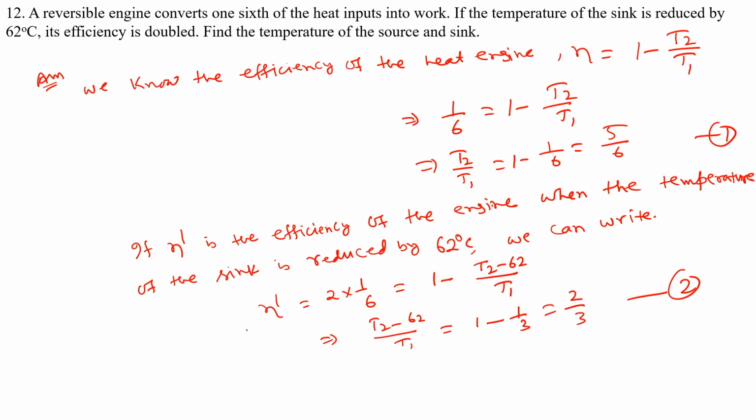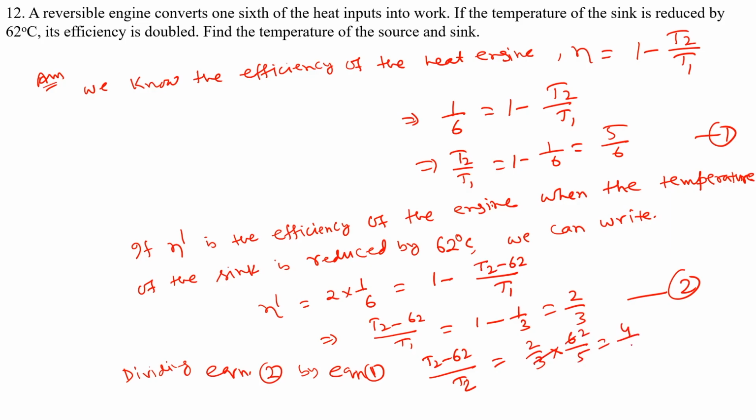So, if we divide equation 2 by equation 1, T1 gets cancelled. So, we get (T2 minus 62) by T2 is 2 by 3 times 6 by 5. Okay. So, we get 4 by 5. So, if we solve this, we get T2 is 310 Kelvin. Okay.